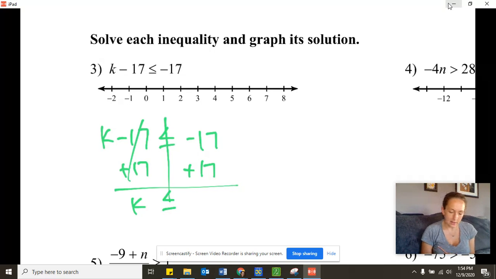And I get that k is less than or equal to 0. So I put a dot at 0. It's colored in since it is or equal to. And the k's are all smaller. So if you can remember, the mouth eats the bigger part, all my k's are going to be smaller than 0, so I'm going to go to the left on the number line. Ta-da.